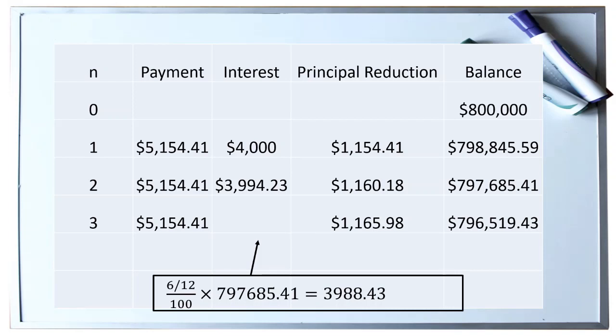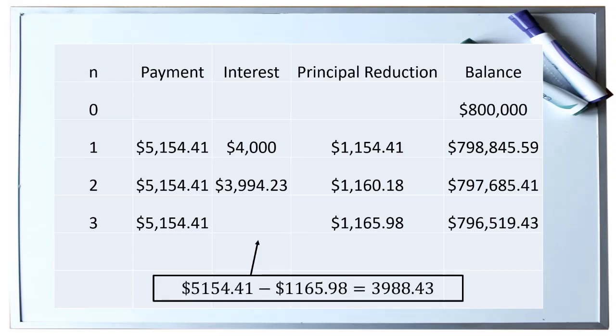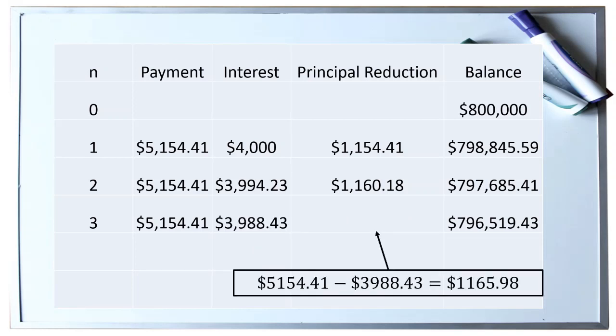Alternatively, the interest is also equal to the payment minus the principal reduction. The principal reduction is going to be the payment minus the interest. And again, this is because the payment is always made up of a component of the interest and the principal reduction. A more literal way of finding the principal reduction is we take the previous balance and we minus the current balance, and that would tell us how much the principal has literally reduced.